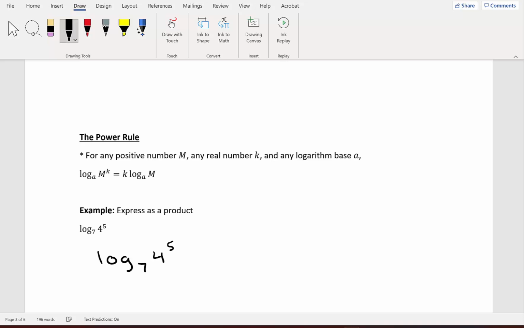So for our first example, expressed as a product, we have log base 7 of 4 raised to the 5th power. Well, what I could do is take my exponent of 5 and bring it down to the front of our log. So this becomes 5 times log base 7 of 4.